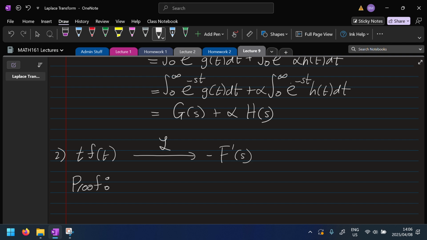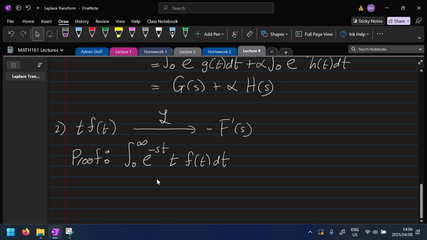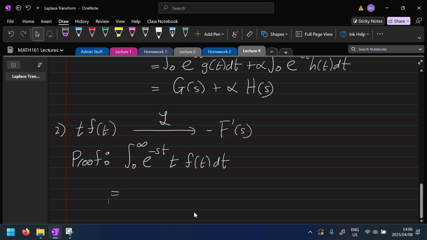So we're going to write out the Laplace transform of this. That's going to be the integral from 0 to infinity e to the minus st t f of t dt. Now notice this t here also appears in this exponential. So we've got a t down here and a t up there.